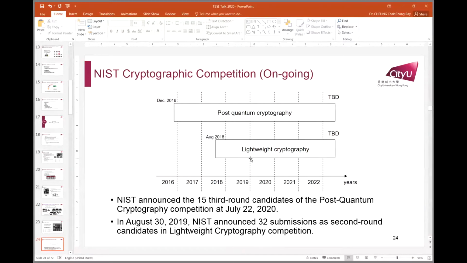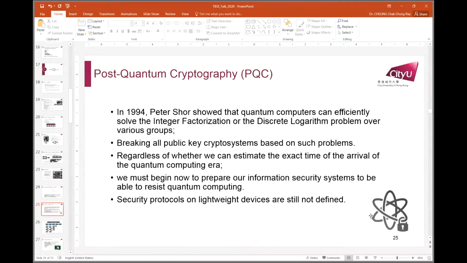The other one, which is very suitable for what we are looking at, is what we call lightweight crypto, and it started a little bit later. At the moment, NIST has announced 15 third-round candidates. It's already the third round. NIST also announced 32 second-round candidates for LWC. One is for PQC, so I want to go a little bit further on that.